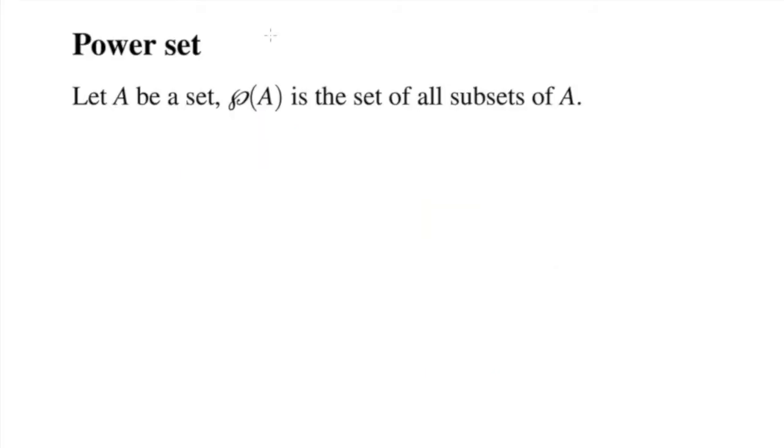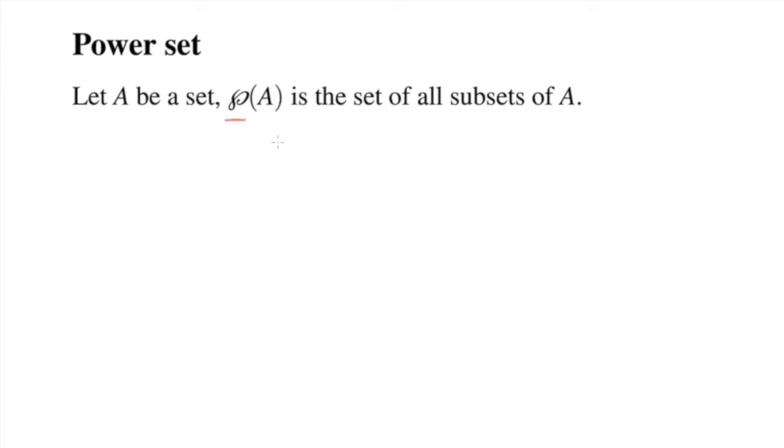So let's look at the definition. A power set. So let A be a set. So A is just any set. The power set of A, so the curly P symbol is the power set symbol. The power set of A is the set of all subsets of A. So the power set of A is also a set, right? So that's very important. So let's look at an example that might make this clear.